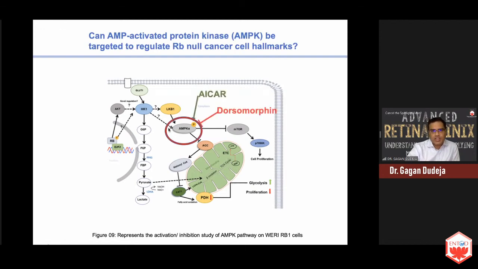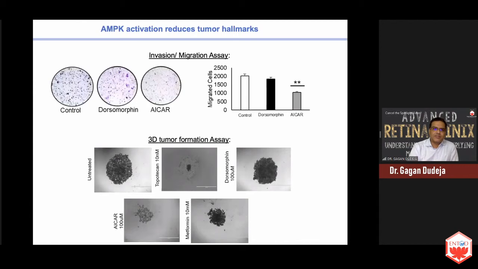So here AMPK gave us a novel target to use with existing drugs. So we have ICAR, which is a direct activator of AMPK, and dorsomorphin, which is an inhibitor. So we devised a next set of experiments to see whether ICAR and dorsomorphin can act on AMPK and hence can also act on retinoblastoma cells.